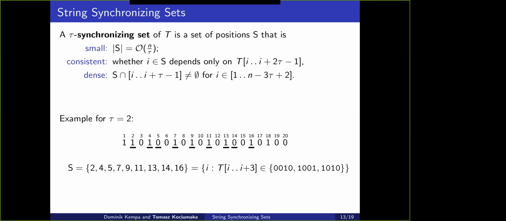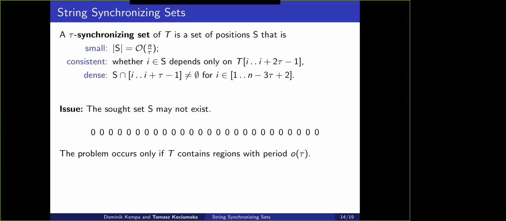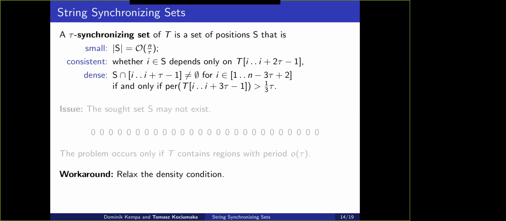And again, this definition is still too good to be true because of periodic regions. Namely, if you have a string of all zeros, then you need to decide whether you choose the positions where 0, 0, 0, 0 occurs or not. If you do choose them, your set is no longer small. If you don't choose them, it's no longer dense. So we cannot live with this definition. We need to tweak it slightly. We observe that this issue occurs only in long periodic regions with a period which is small compared to tau. So we relax the density condition so that you need to select one in every tau positions only if the period of the string locally there is large enough.